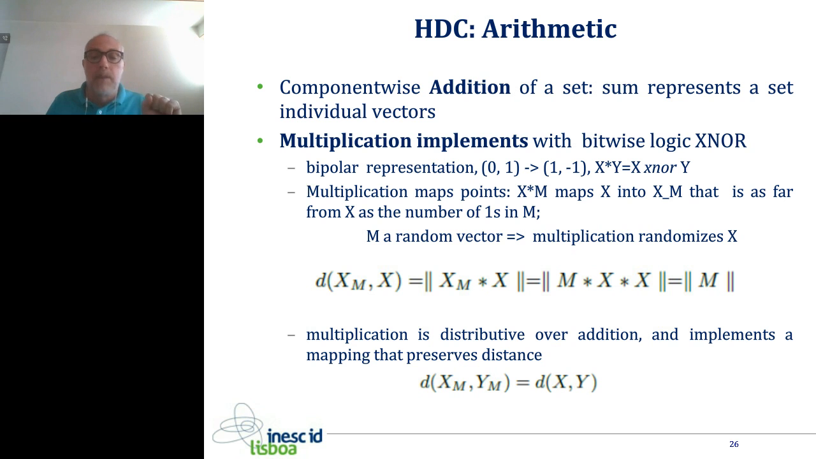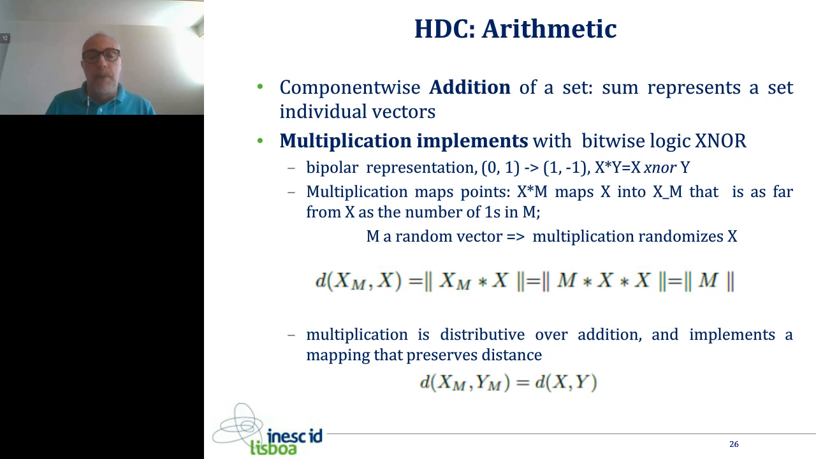So we talk about Hamming distance in this type of arithmetic, hyperdimensional computing arithmetic. The distance between XM and X is the Hamming distance. If you multiply XM by X, XM is M multiplied by X, and then you multiply again by X. If the multiplication is XNOR, this means that you get exactly M. So the distance, the number of ones that you get from this multiplication, is exactly the number of ones that you have in the original vector M that you used to map the X vector.